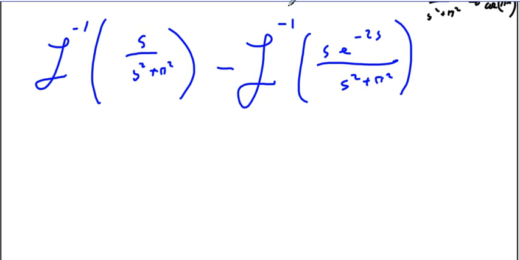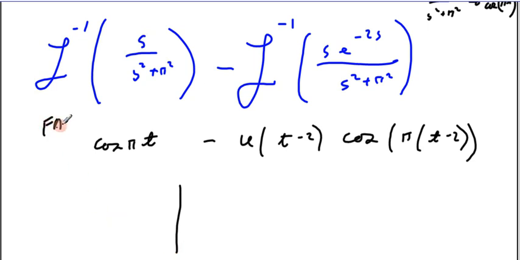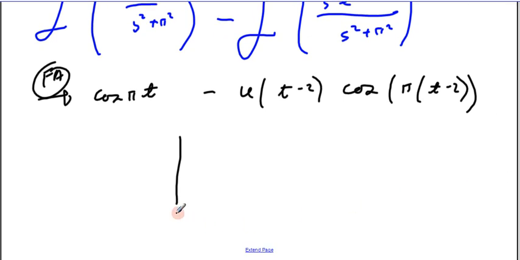Okay, so I've got, first guy is going to be cosine pi t, minus unit step function t minus 2 cosine pi t minus 2. And so that's the final answer sitting right there. And we're supposed to graph it. So we'll go and make a graph.